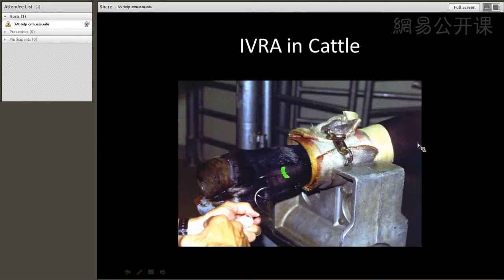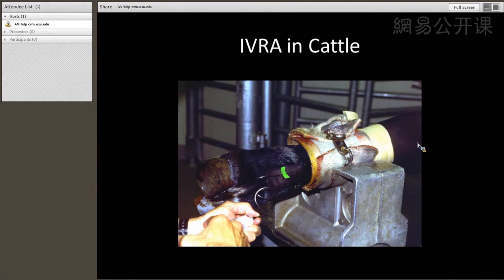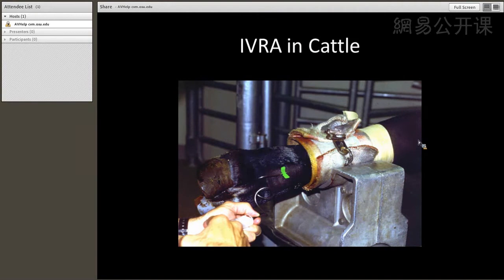Probably the most common use of IVRA is in cattle, and they do this for local anesthetic injections. They do it for antibiotics. They do it for a lot of different things, and sometimes contrast injections if they're trying to diagnose something. So IVRA is more commonly used in large animal patients, but you can definitely do it in small animals.